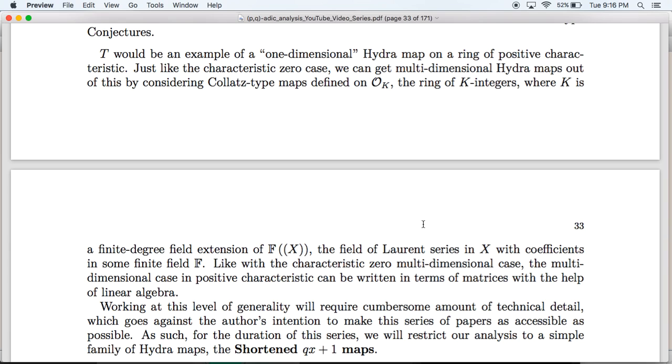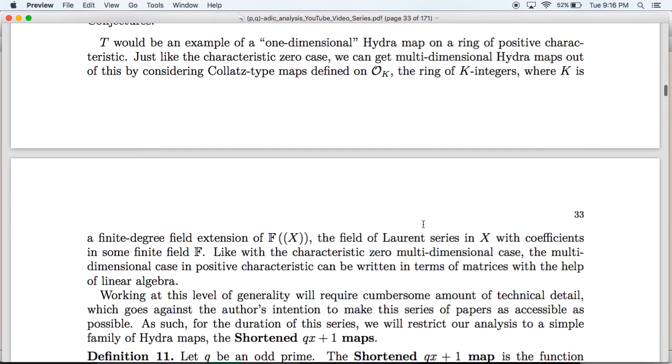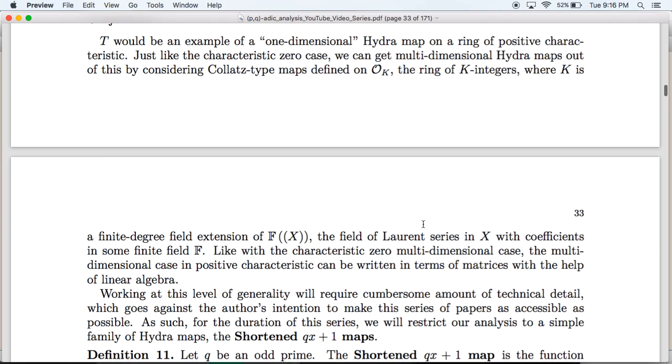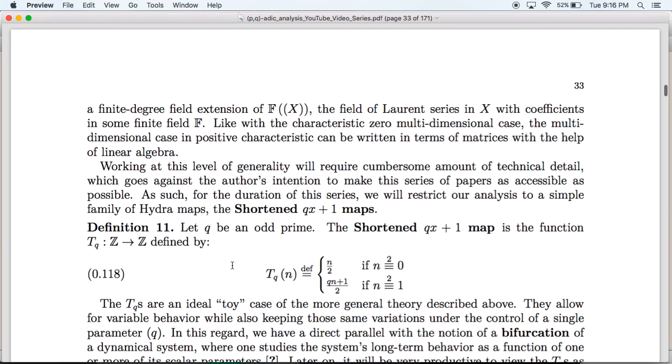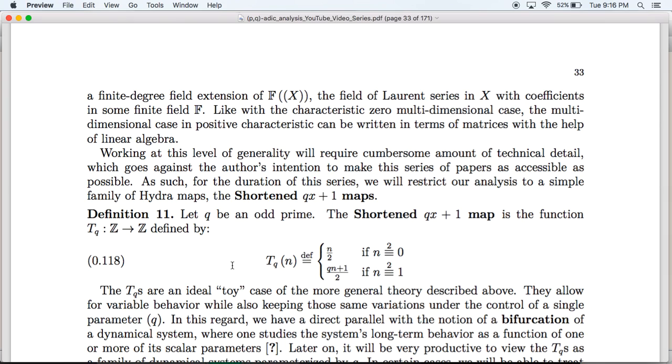So as a result, for this series of videos, instead of doing all of this very scary, very general stuff, I'm going to focus on what I have basically considered the ideal test case, which is the shortened qx+1 maps. These are what happens when we take the shortened Collatz map and replace the 3 with an arbitrary odd prime q. The T_q's are an ideal toy case for the more general theory that I've talked about above. They allow us to get variable behavior by allowing the q to vary, while also keeping those same variations under the control of the single parameter q.